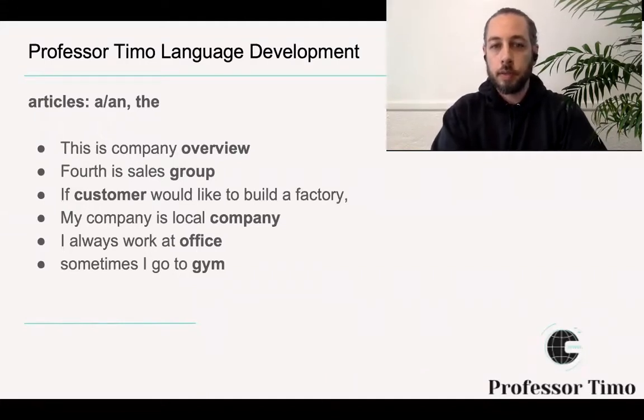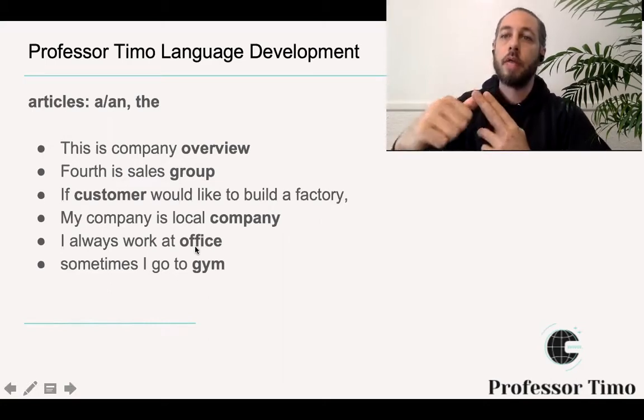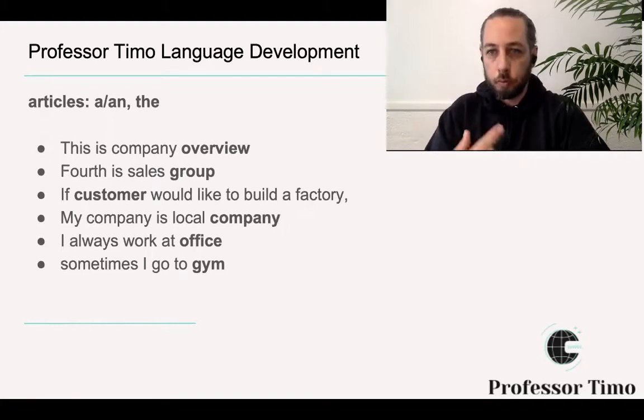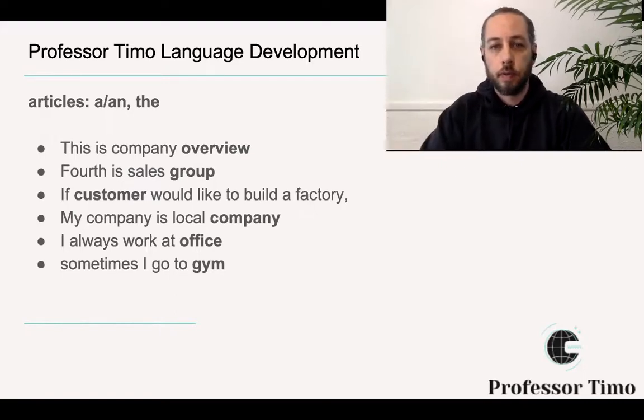Okay, and next we have here office. So you'll want to say an office or the office. So repeat after me. I always work at the office. The office. Or the other way, we'll say I always work at an office. Work at an office. All right. And finally, with gym, say sometimes I go to the gym. Go to the gym.